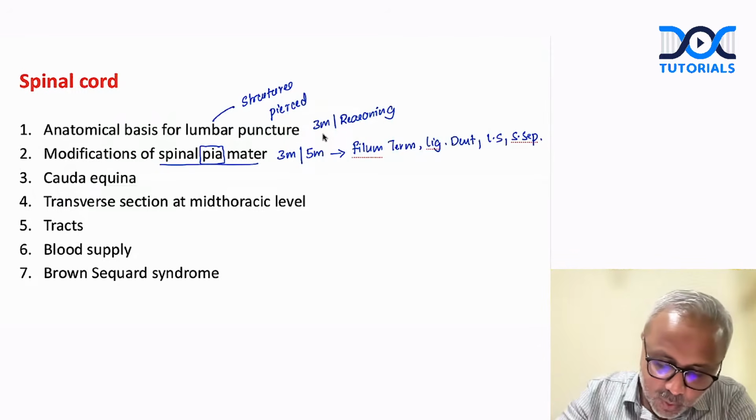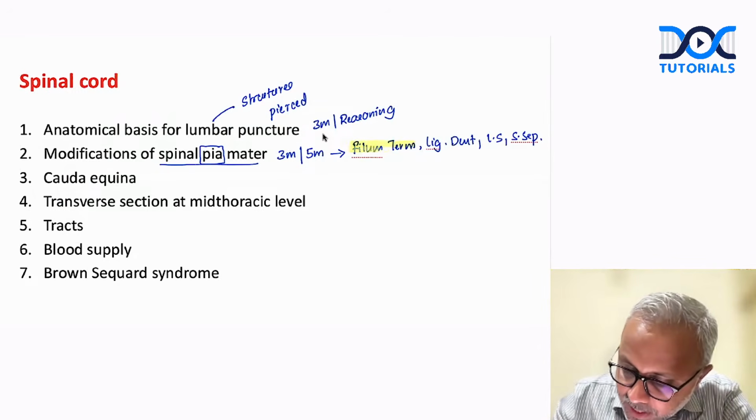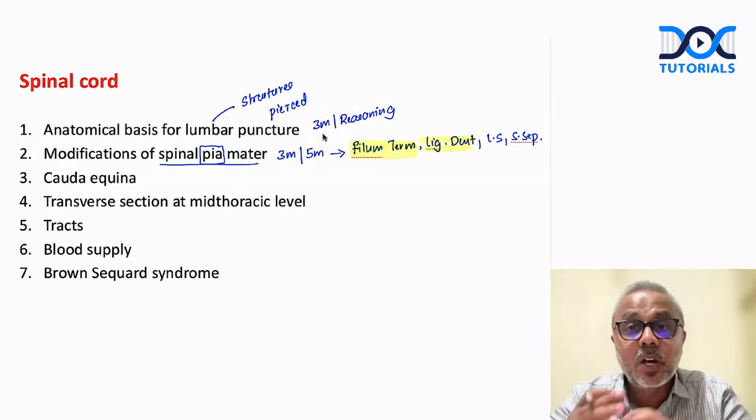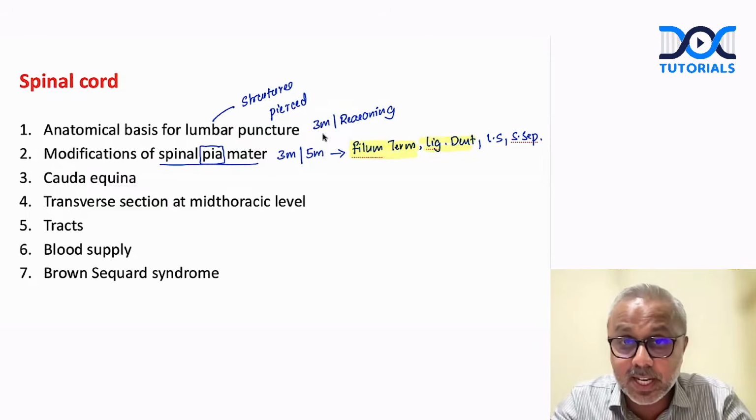Out of this, what is asked often in exam is regarding the anatomy of the filum terminale and ligamentum denticulatum. What is filum terminale? What is its length? What are the two parts? And then what is ligamentum denticulatum? How many ligamenta denticulata are present? What is the function of ligamentum denticulatum? And what is the clinical importance? This is what we need to know.